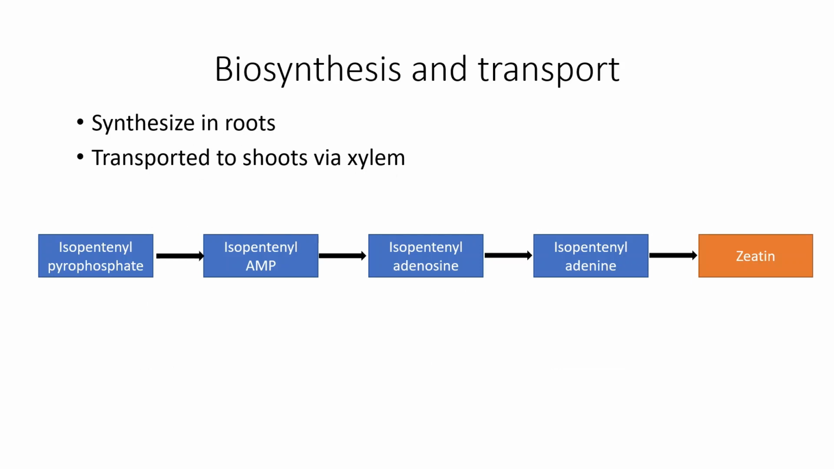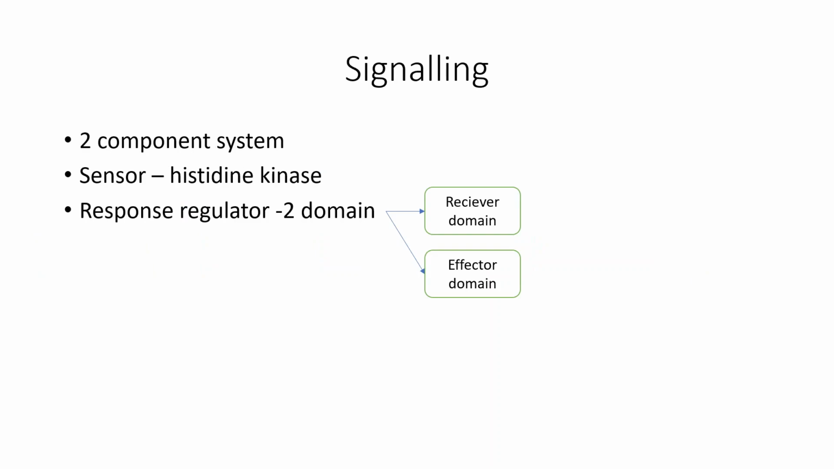Next, the biosynthesis and transport of cytokinin. It is synthesized in roots, and it is transported to the shoot via xylem. How is it synthesized? Zeatin is synthesized from isopentenyl pyrophosphate with the help of AMP. It gets converted to isopentenyl AMP. Then removal of phosphate from isopentenyl AMP forms isopentenyl adenosine. Then removal of the ribose group from isopentenyl adenosine forms isopentenyl adenine, and finally the oxidation of isopentenyl adenine forms zeatin.